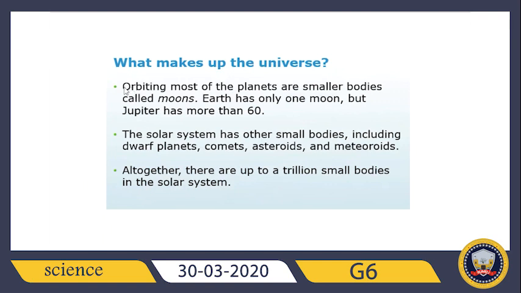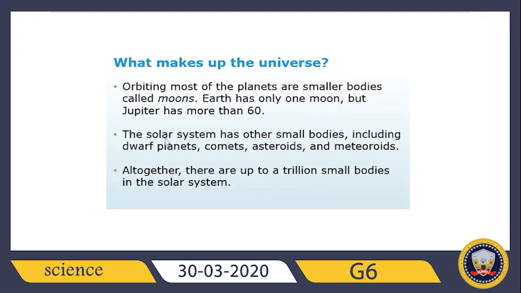So guys, as we know, we say that our planet, the Earth, is orbiting the Sun. But what about the bodies that are orbiting the Earth and other planets? Actually, orbiting most of the planets are smaller bodies called moons. Moons are small bodies that are orbiting the planets. One of them is the Earth's. Earth, as we know, has only one moon, but for example, Jupiter has more than 60 moons.